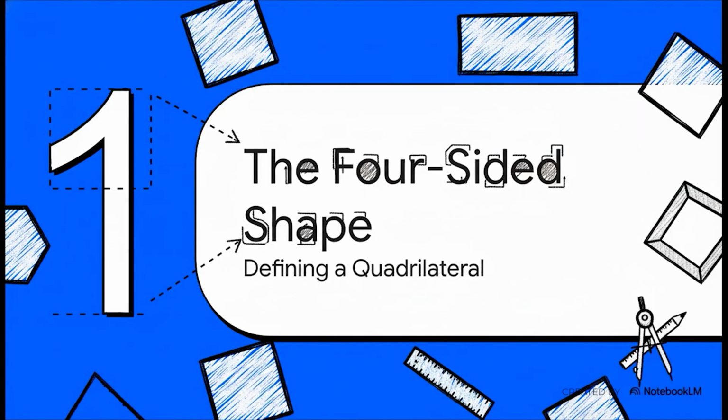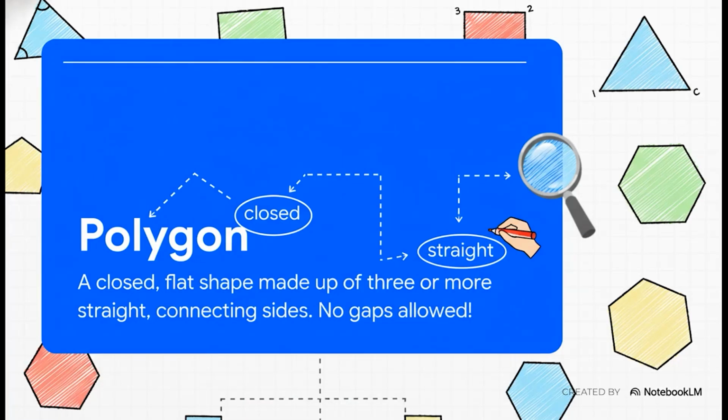Alright, so let's start with the absolute basics. What exactly is a quadrilateral? Before we can meet the whole family, we've got to have a proper introduction, right? Let's define this thing. But hang on, before we can even talk about quadrilaterals, we need to understand what family they belong to, and that family is called polygons. Now, a polygon is just any flat closed shape that's made of at least three straight sides.